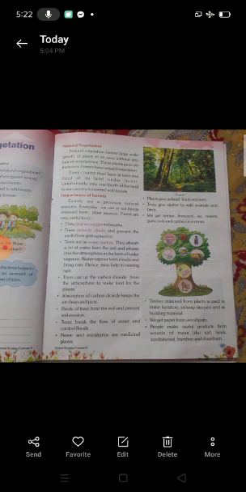Next, absorption of carbon dioxide keeps the air clean and pure. When they take this carbon dioxide for their food, that means they make our air pure and clean. Next, roots of trees bind the soil and prevent soil erosion. In the forest there are many big trees, and all these big trees have big roots. What will these roots do? They bind the soil and prevent soil erosion.